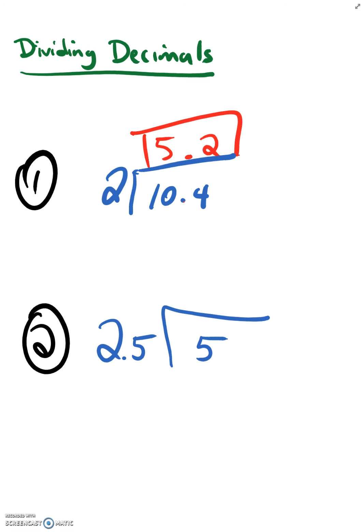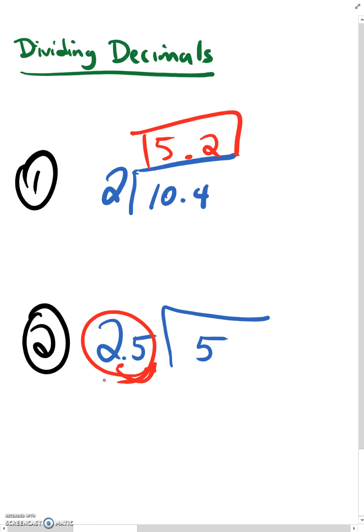Okay, what happens if the decimal is actually outside of the box and not inside? If the decimal in this case is the divisor, then you would have to move this decimal point to the right until this number becomes a whole number. Okay, so let me explain what I'm saying. So when the divisor is a decimal, then you move this decimal point one time so that this number becomes 25.